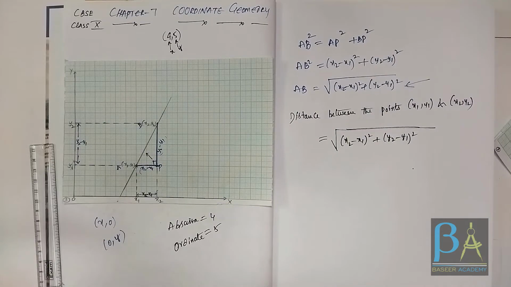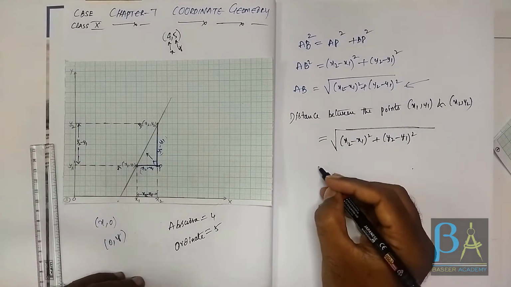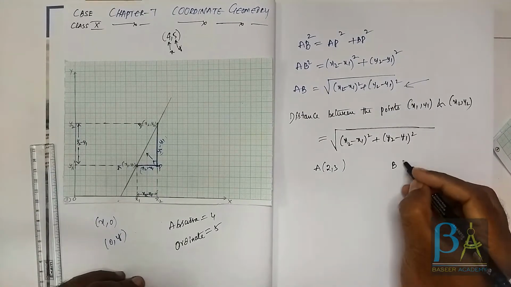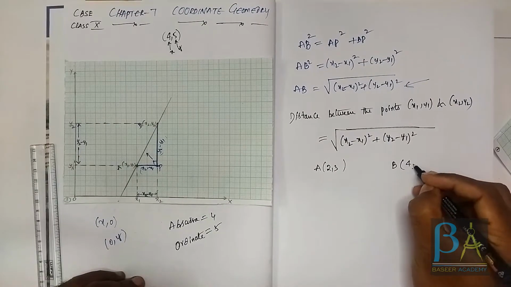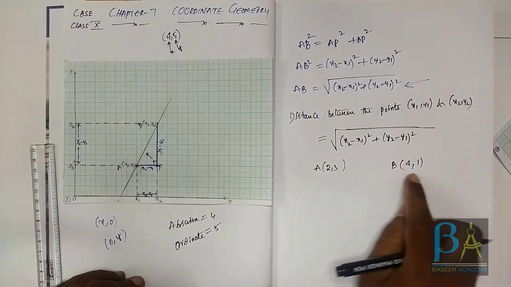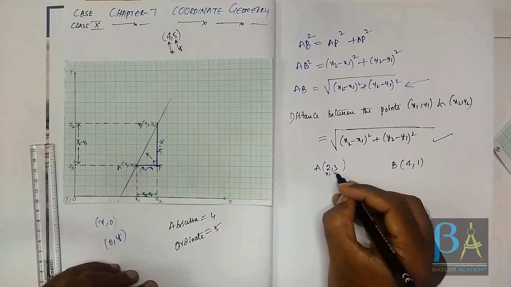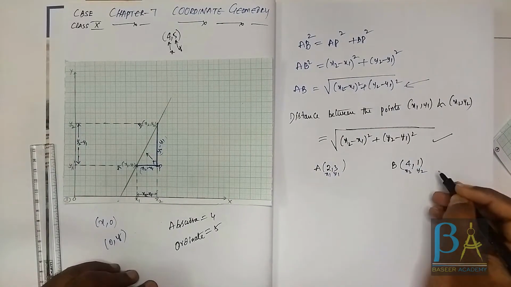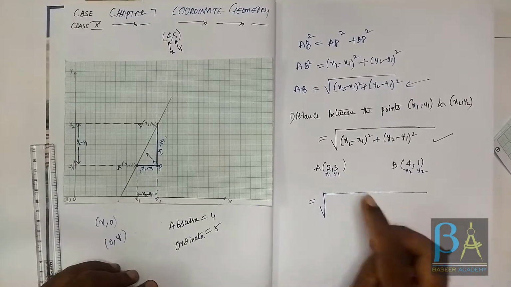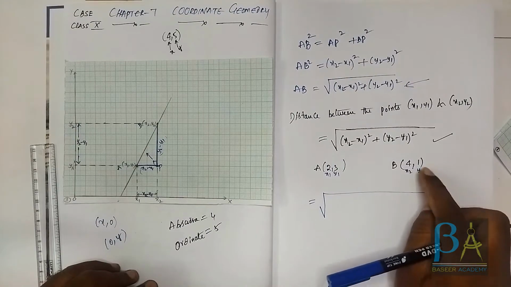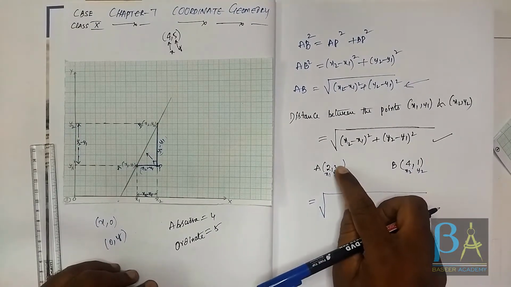Now let me just take 2 points and try to find out the distance between them. Let us say I want to find out the distance between point A and point B. The coordinates of point A are 2, 3 and the coordinates of point B are 4, 1. Let me find out the distance between these 2 points by using the distance formula. I'm going to denote this by x1, y1 and this by x2, y2. So in the distance formula, in place of x2, I need to write 4. In place of x1, I need to write 2. In place of y2, I need to write 1. In place of y1, I need to write 3.